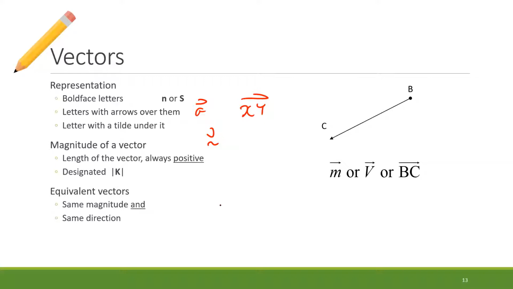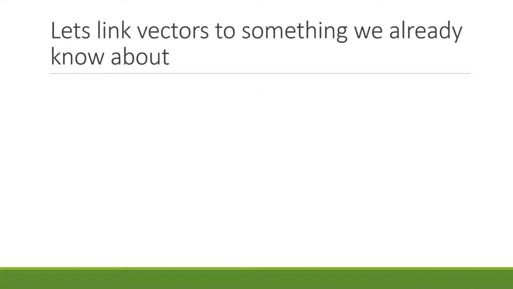What's interesting for that is these two here and this one are all equivalent vectors because they're all the same length and they're all going in the same direction. But they don't have to start at the same point. That's going to be part of today's lesson.